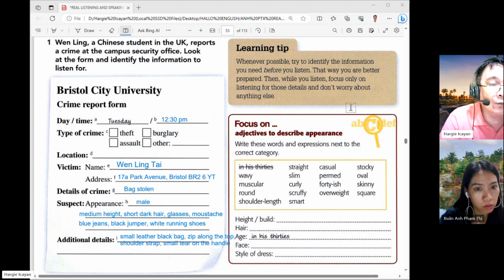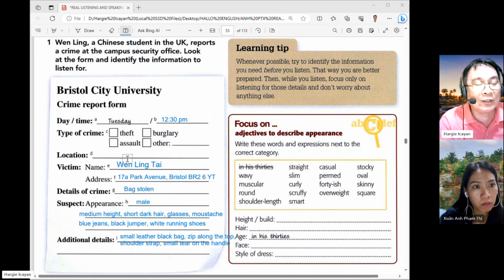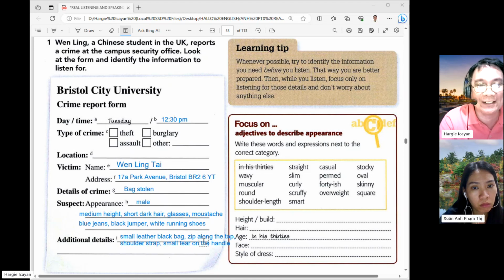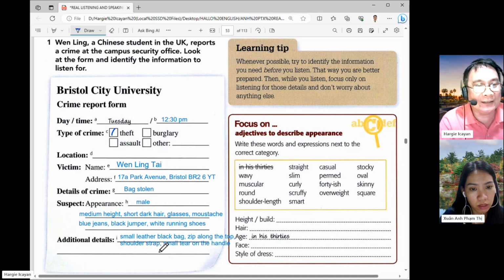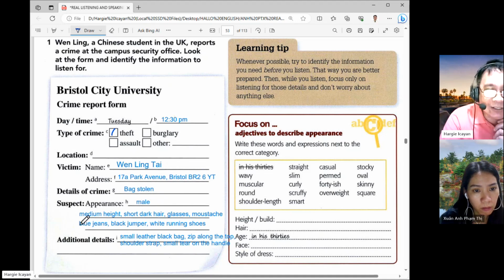Okay. So we're able to fill in some information, right? But what about the type of the crime that Wen Ling reported? So it's theft, yes, because her bag has been stolen. Okay, and the location. So where's the location? When she was?